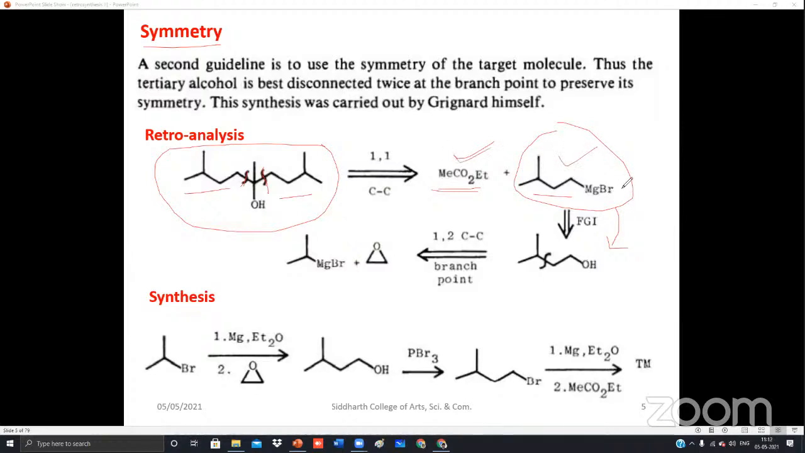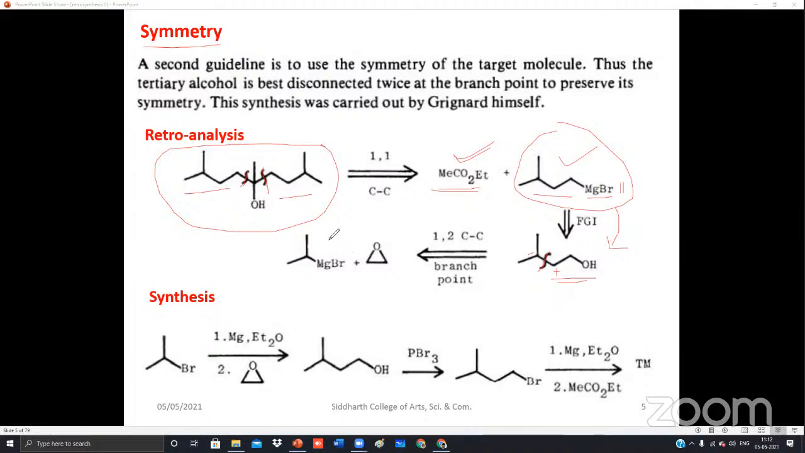Now suppose we have a question that this Grignard reagent is not easy to synthesize. So what to do now? We can go one step ahead. How to get this? This must be made from your alkyl halide. The alkyl halide can be converted into an alcohol. Suppose this is your alcohol. Now this alcohol can be synthesized further by doing the disconnection over here. If I do the disconnection over here, this will be a nucleophile and this will be your electrophile. And if this is the electrophile, this will be the epoxide and this will be the Grignard reagent.